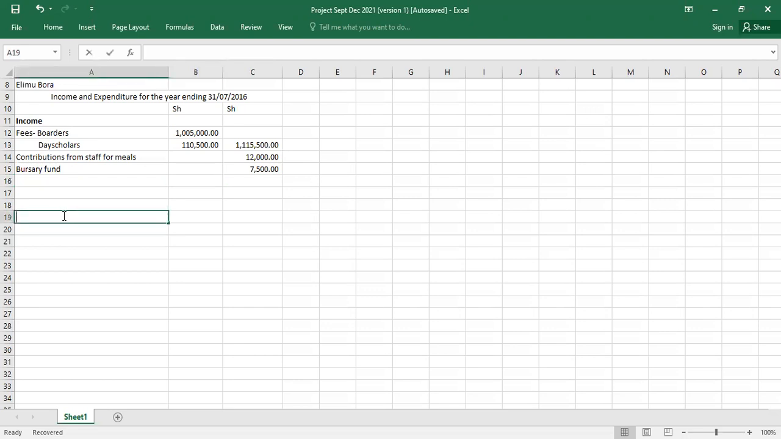I'll leave some few lines. Now look at the expenditure. I have teacher salaries. You start with what you know. Teacher salary 338, right? Then I have the other salaries, general salaries. What's the general salaries? That's 449.